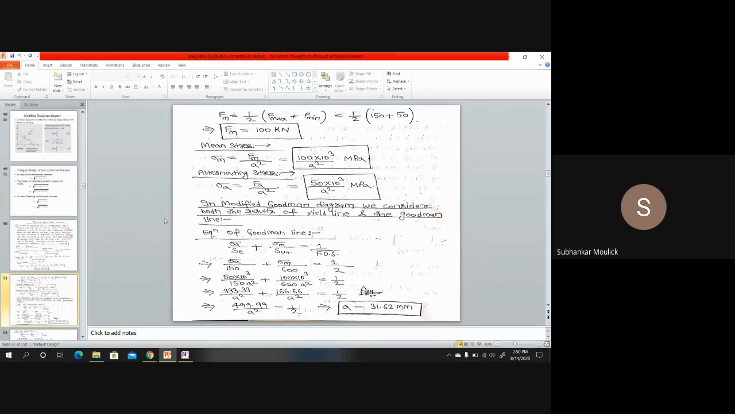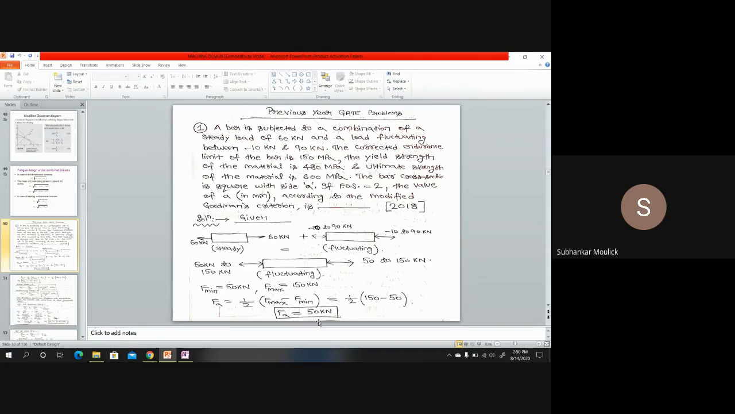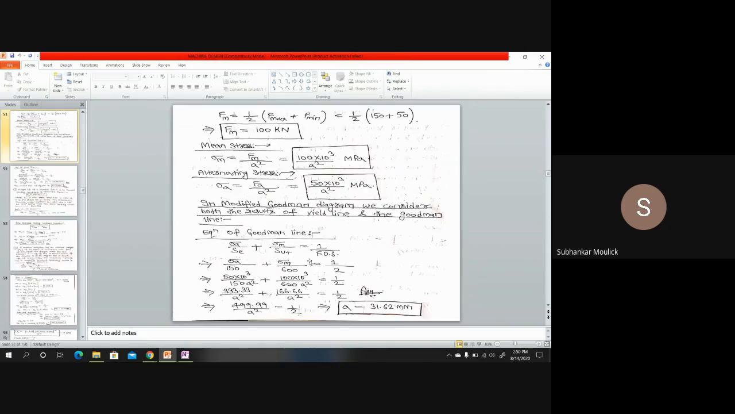Similarly, I can get the value of sigma A, that is alternating stress. It is given by Fa, the alternating load, divided by area. Area is the side of the square, A into A, that is A square. Fa we have calculated, that is 50 kilonewton. That means 50 into 10 to the power 3 divided by A square megapascal. Is it clear? Sigma m and sigma a.